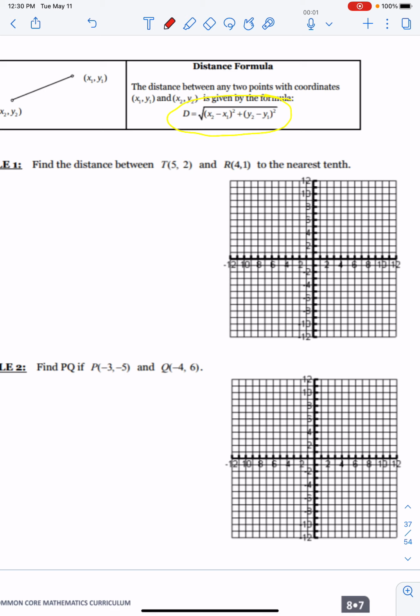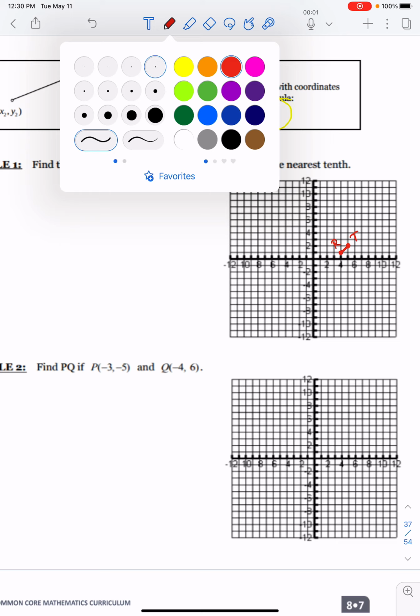So the first one we have, T is 5, 2. So 5 and 2 is right here. Here is T. And then 4, 1 is right here, and this is R. So when I draw a line between the two, we want the distance between these two right here. So to find that distance, we need our formula.